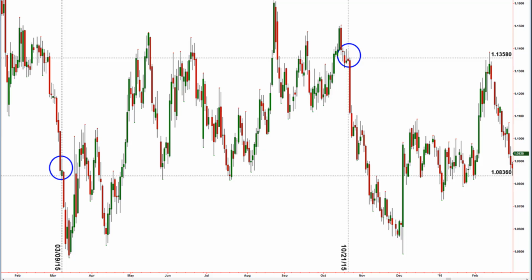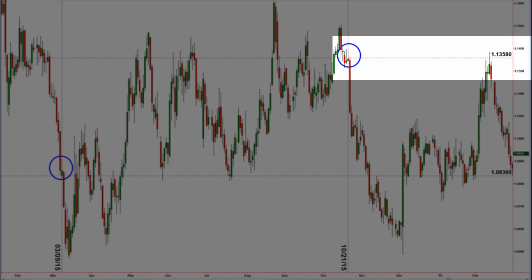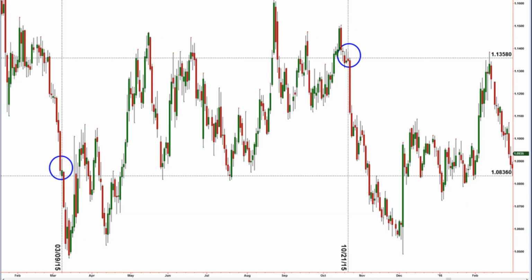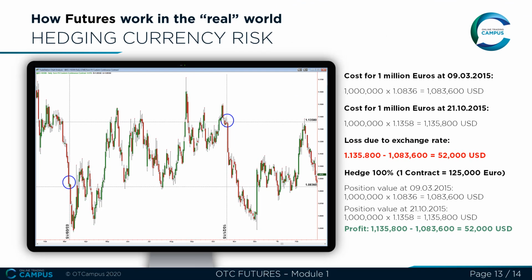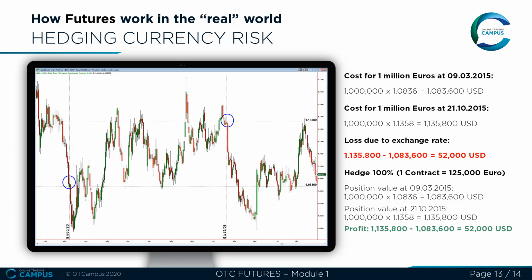As you can see on the chart, the value of the euro did rise significantly from 1.0836 to 1.1358, which in turn would raise the cost to the US company by $52,000. To protect themselves from this risk, the company could have done two things. First option, they could have bought the euros they needed for this purchase on the 9th of March. This would have eliminated any currency risk.